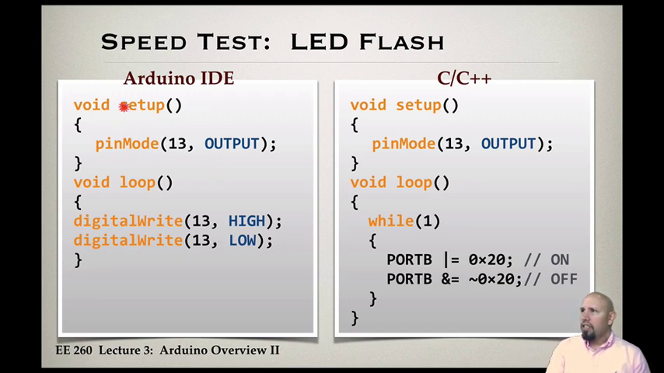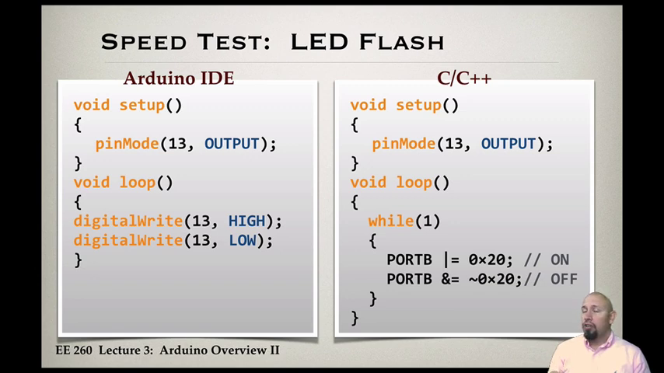So this is the setup command, and all we're doing is setting up pin 13 to be an output pin. Our loop command basically does a digitalWrite. It sets pin 13 high, then immediately sets pin 13 low, and then it just loops. So that is the fastest way to flash an LED using the Arduino IDE. It's this command.